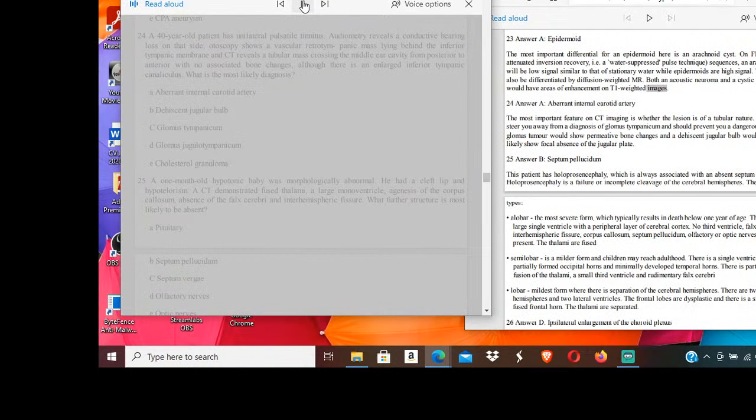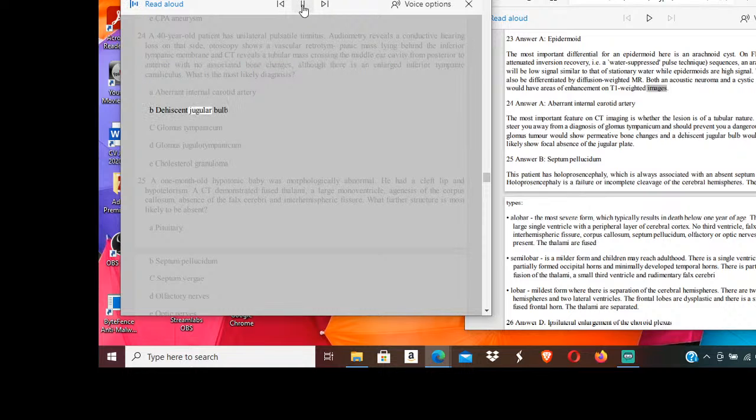A 40-year-old patient has unilateral pulsatile tinnitus. Audiometry reveals a conductive hearing loss on that side. Otoscopy shows a vascular retrotympanic mass lying behind the inferior tympanic membrane, and CT reveals a tubular mass crossing the middle ear cavity from posterior to anterior with no associated bone changes, although there is an enlarged inferior tympanic canaliculus. What is the most likely diagnosis?